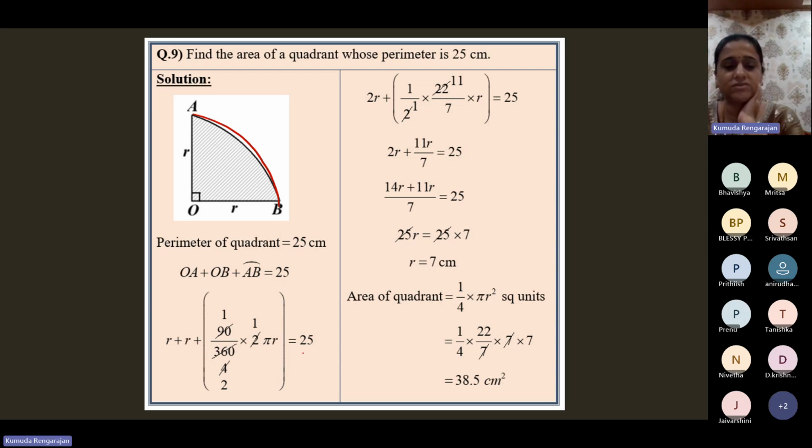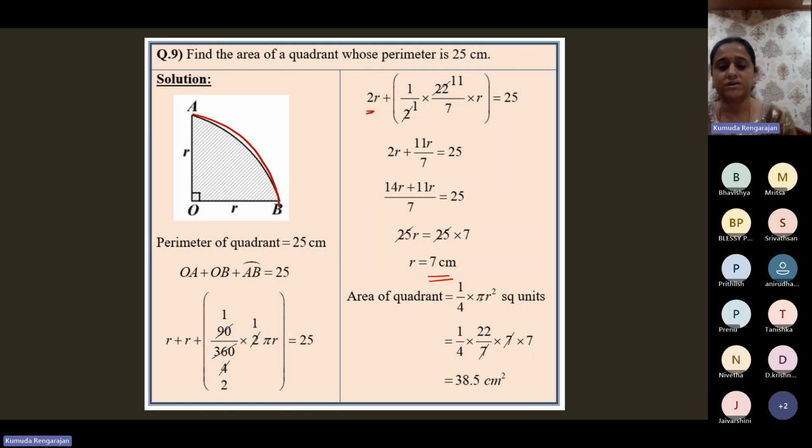So substitute that, it is equal to 25. R plus R is 2r. And when you cancel here, after cancelling, we have pi r. So 1 by 2 into pi, which is 22 by 7, into r is equal to 25. So on working this, we find r is 7.